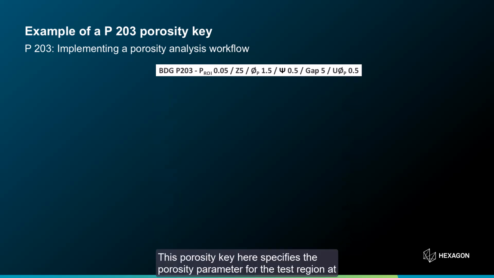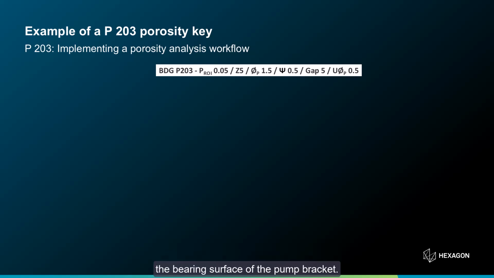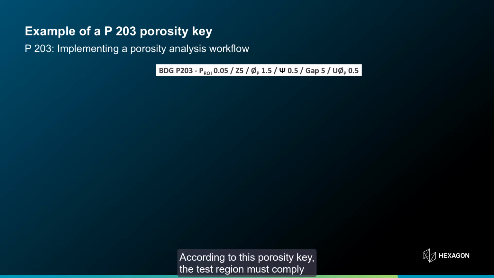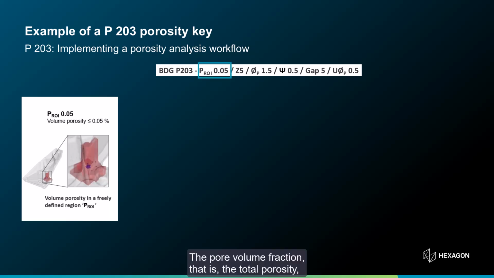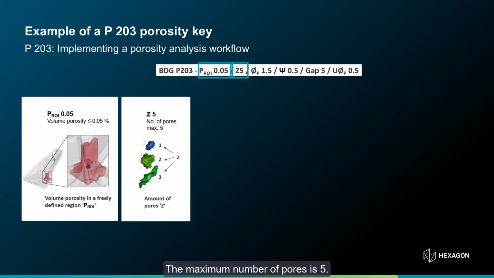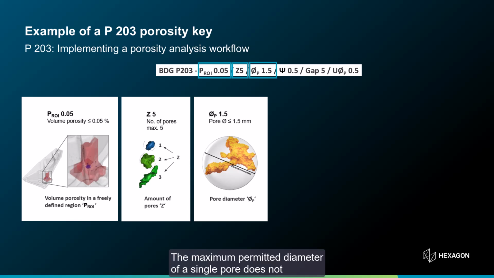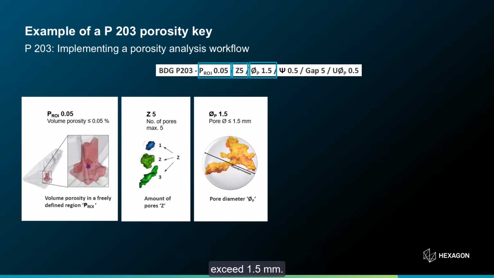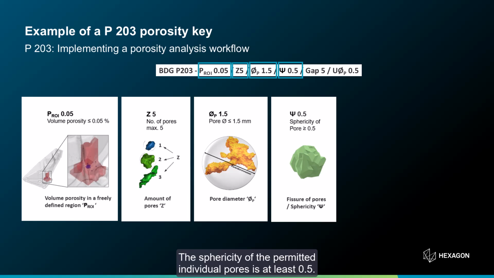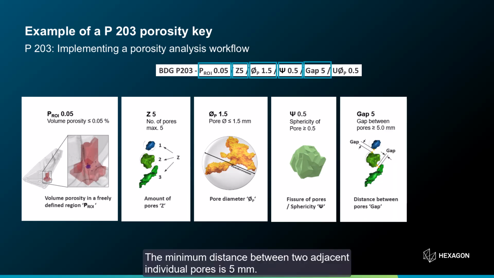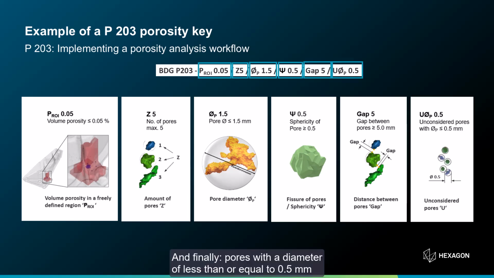This porosity key here specifies the porosity parameter for the test region at the bearing surface of the pump bracket. According to this porosity key, the test region must comply with the following conditions. The pore volume fraction, that is, the total porosity, does not exceed 0.05%. The maximum number of pores is 5. The maximum permitted diameter of a single pore does not exceed 1.5 millimeters. The sphericity of the permitted individual pores is at least 0.5. The minimum distance between two adjacent individual pores is 5 millimeters. And finally, pores with a diameter of less than or equal to 0.5 millimeters are not taken into account.